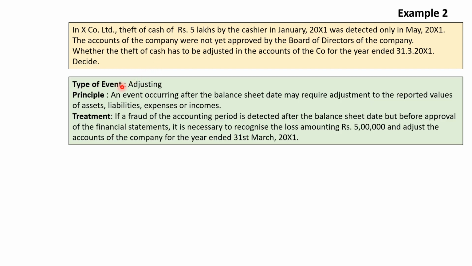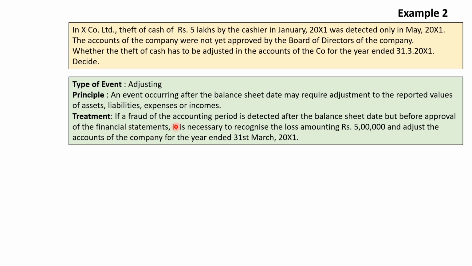So what is the type of event? This is basically an adjusting event. Why? Because it's an event which is occurring after the balance sheet date. What is occurring after the balance sheet date? Detection is happening after the balance sheet date. Theft did not happen after the balance sheet date. Detection is happening after the balance sheet date, which is only helping you to understand what was the real position on the balance sheet date. I'm repeating again, detection which happened after the balance sheet date helped you to understand the real position on the balance sheet date.